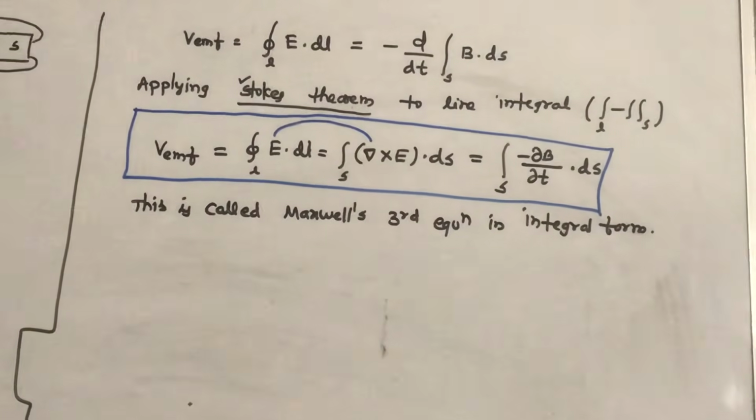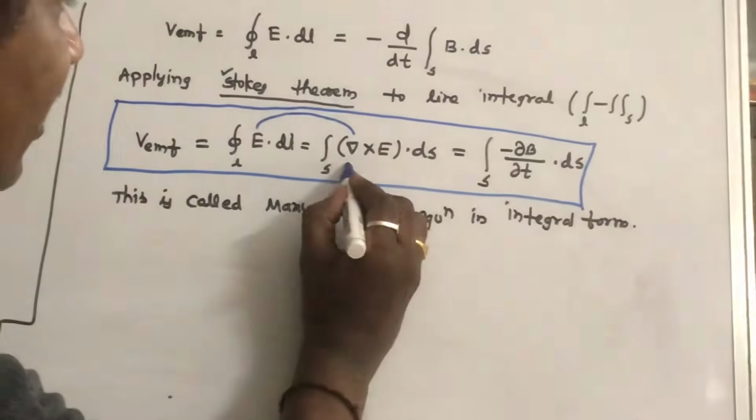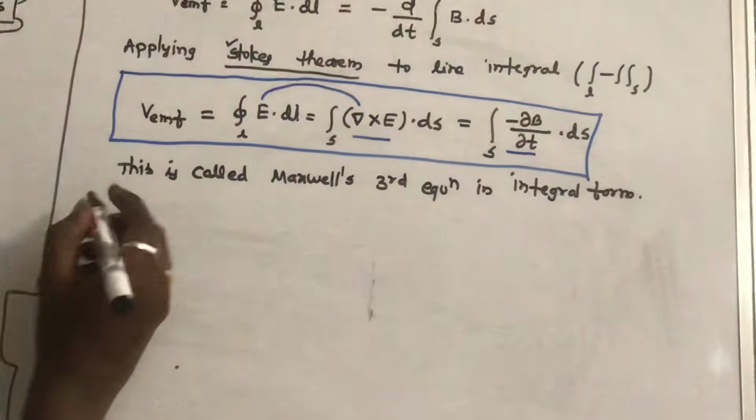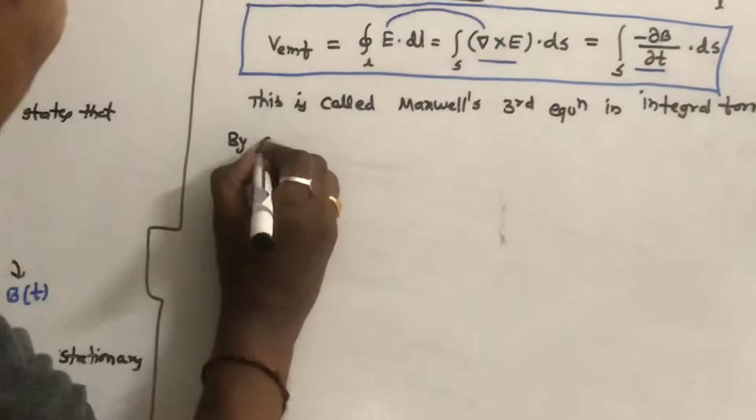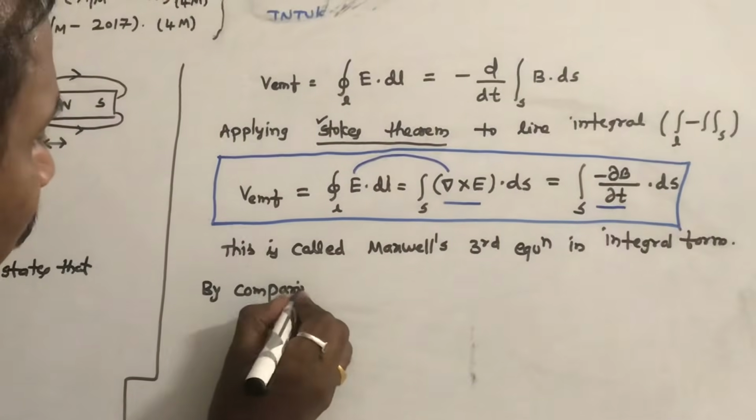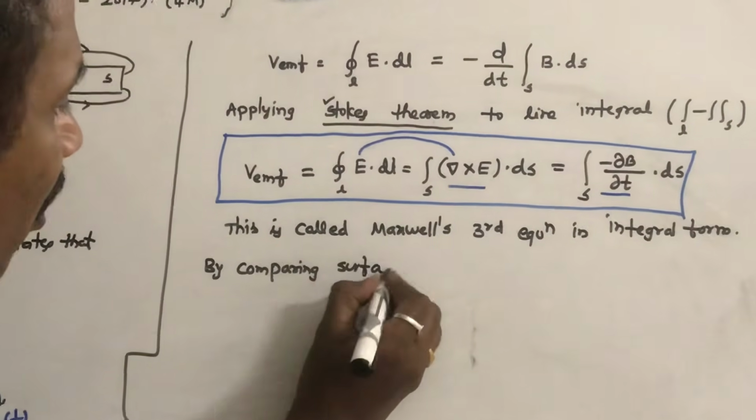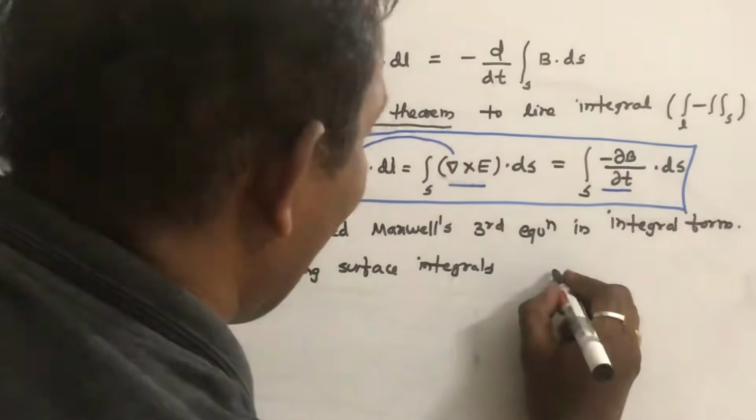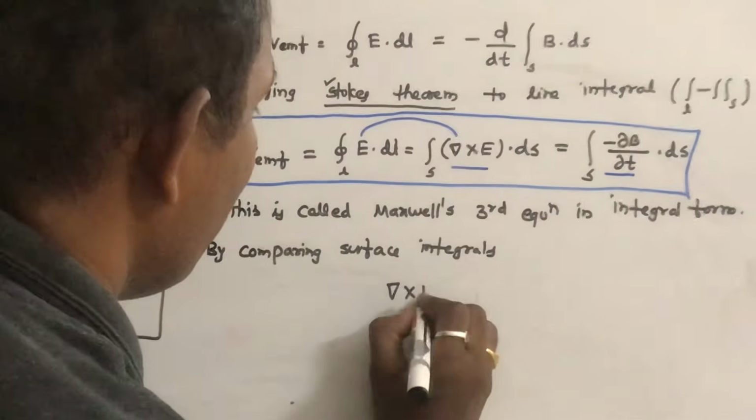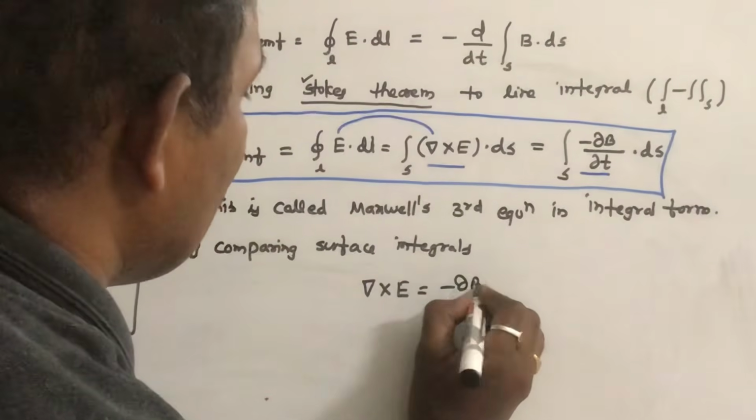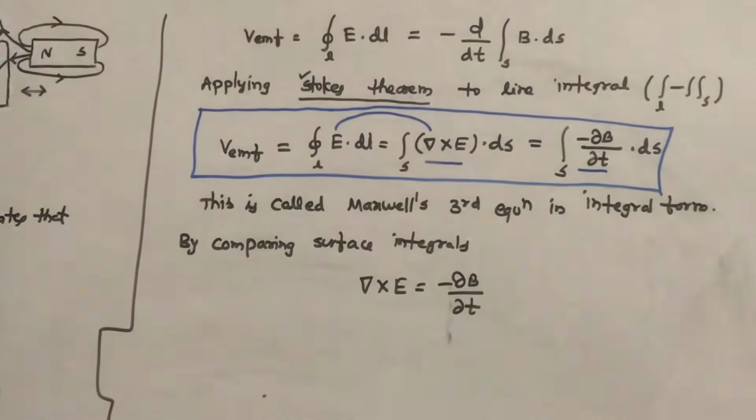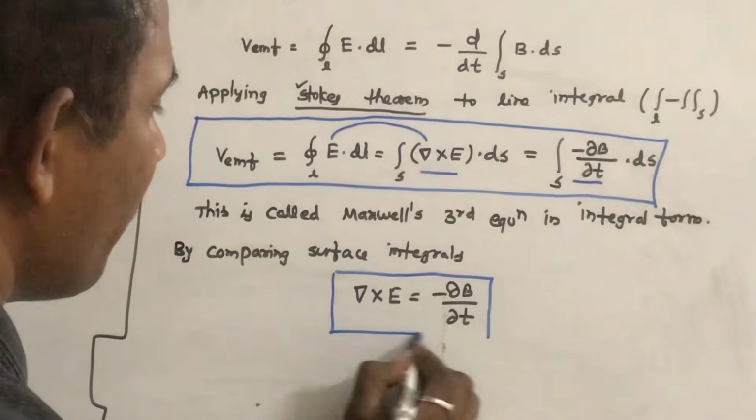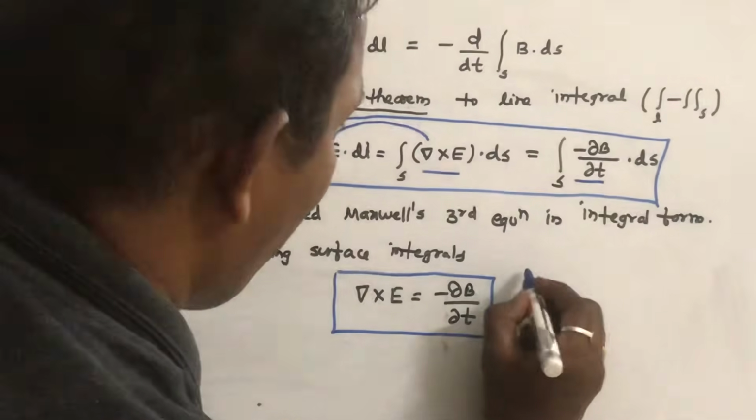If you compare these two surface integrals, this is equal to minus dou B by dou t. So by comparing surface integrals, we can write del cross E is equal to minus dou B by dou t. Very, very important relation. So this is called the third Maxwell's equation in differential form or point form.